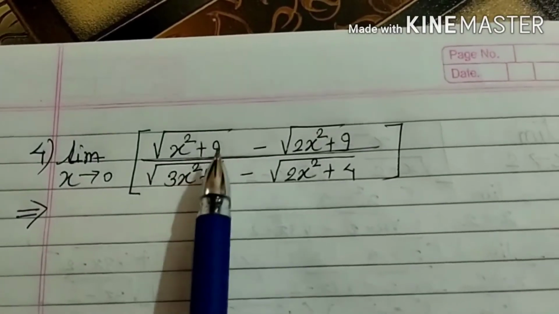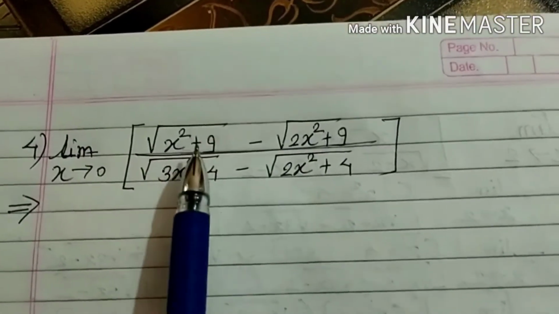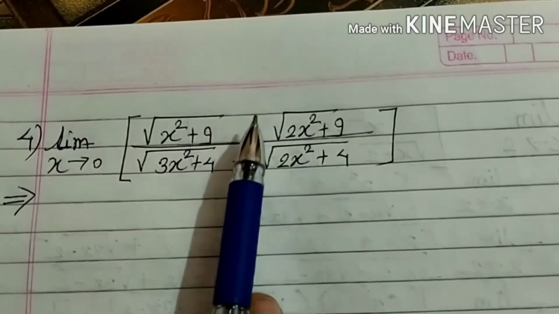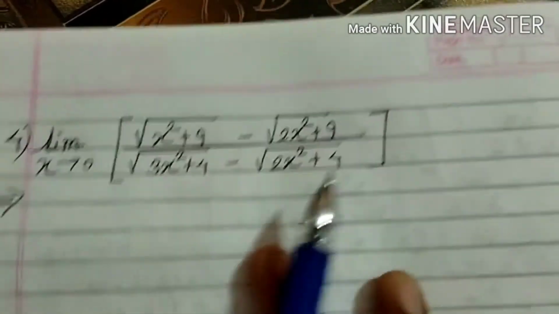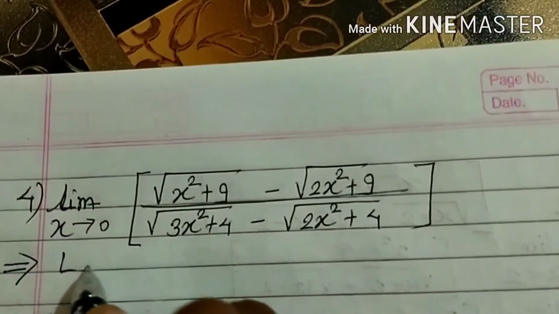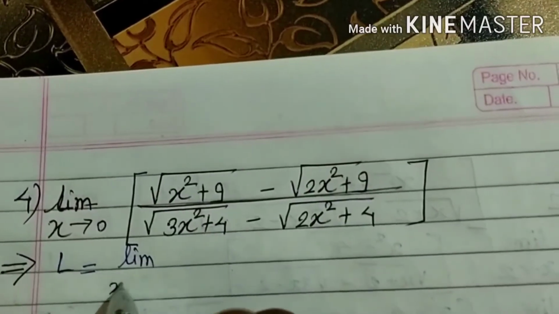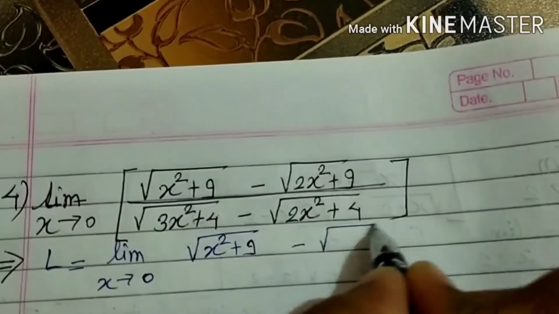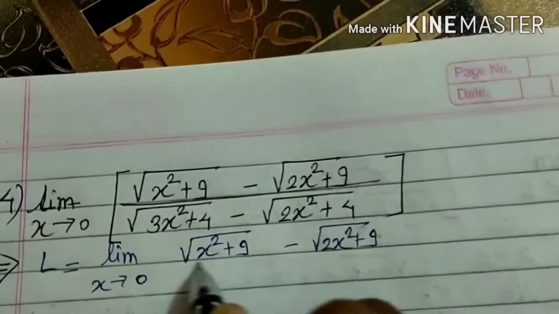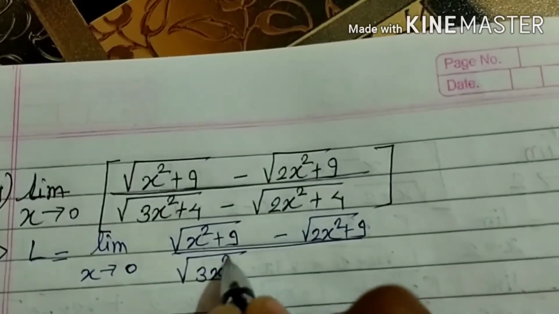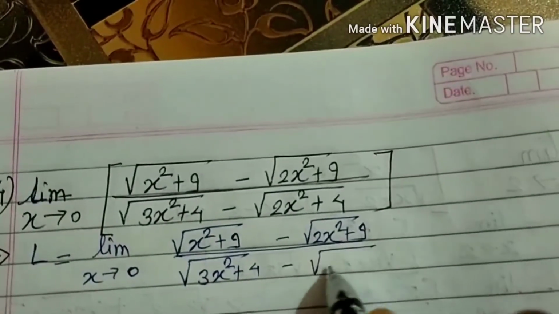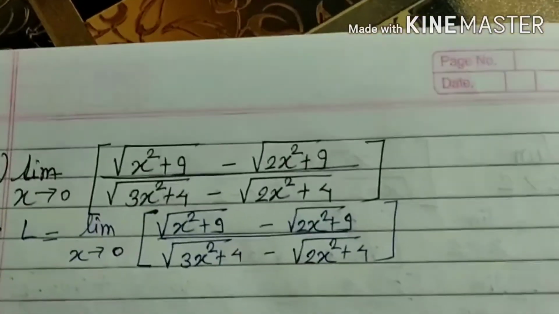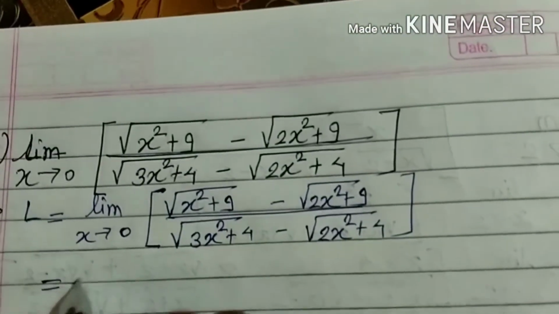Now this is our next example. You can observe that here we have to rationalize both numerator as well as denominator. So first we rationalize numerator, then we rationalize denominator. Okay. So let us start to solve it. Let's take it as L. Okay. Now first we rationalize numerator.